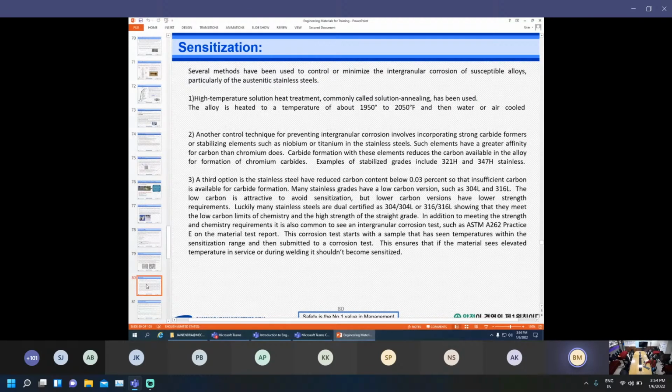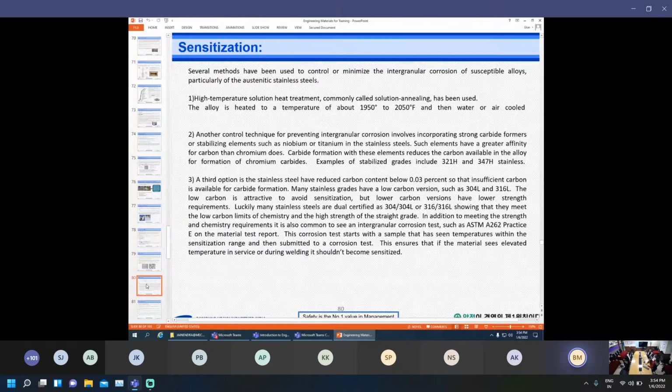There are three methods to sensitize the material, stainless steel. First is called solution annealing. Means you put the material in the solution, heat up to a temperature of 1950 to 2050 degrees Fahrenheit, and then cool it with the help of water and or air. So this is high temperature solution annealing. Okay. Another method is a controlled technique of prevention. How is it? By adding niobium, titanium. This is called sensitizing elements. So it helps. How is it helping?